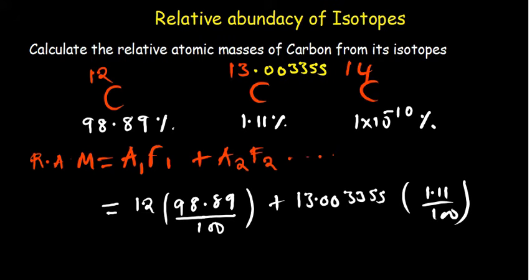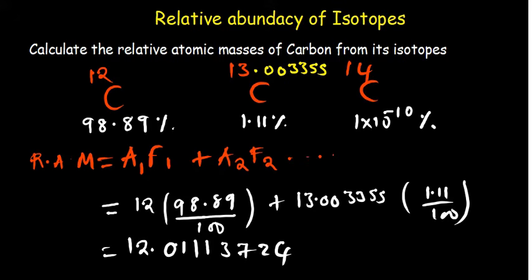Okay, so grab your calculator there. 12 multiplied by 98.89 divided by 100, plus 13.003355 multiplied by 1.11 divided by 100. So the answer that I'm getting is 12.011, and other values there: 1, 3, 7, 2, 4.